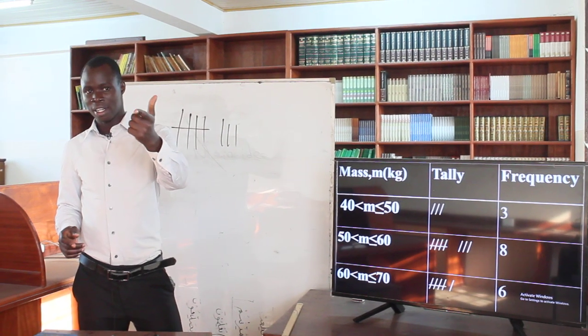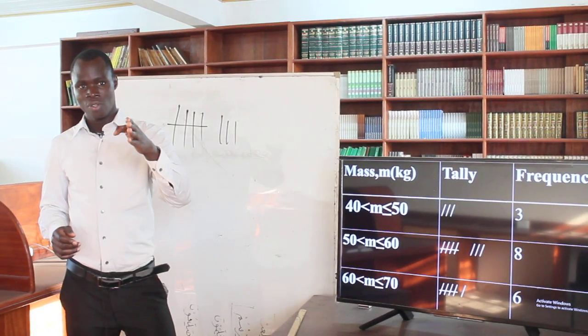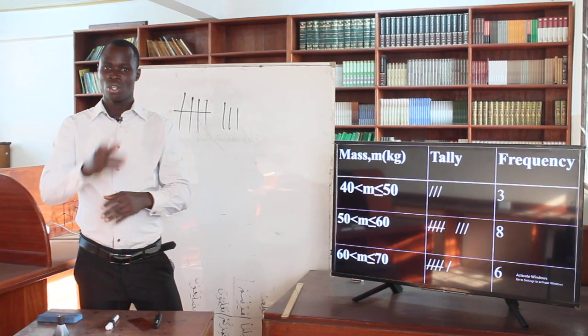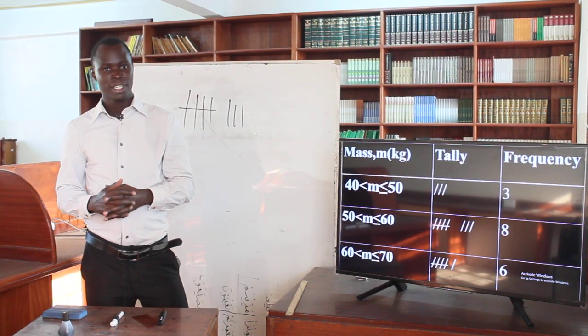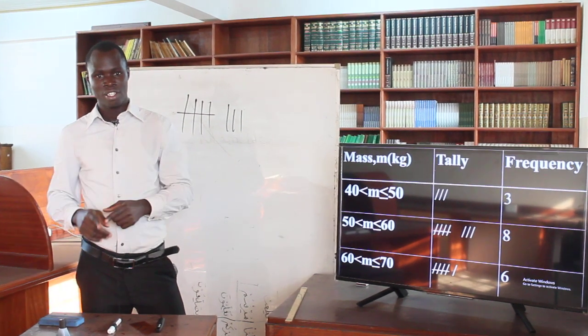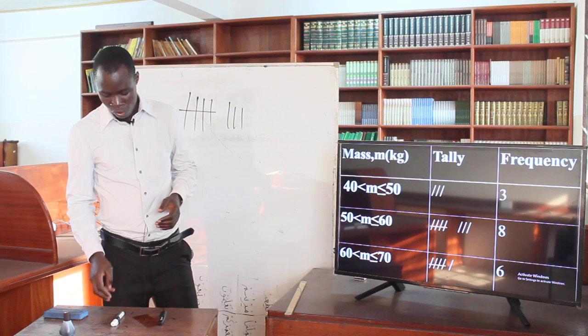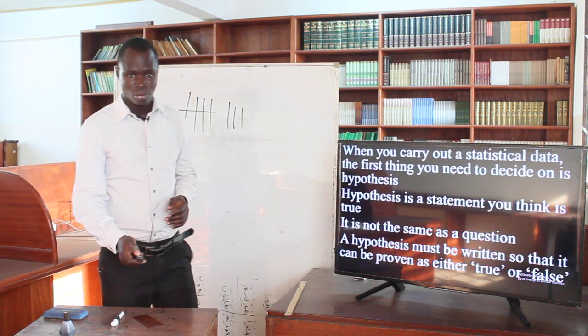Then we have the next one between 50 and 60. We are having 8 of them. Then between 60 and 70, we are having only 6 of them. So this is what we call a frequency table.